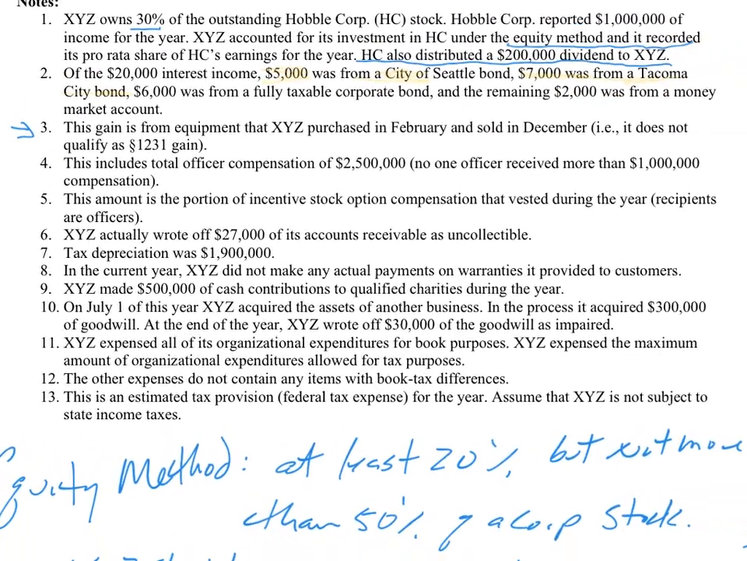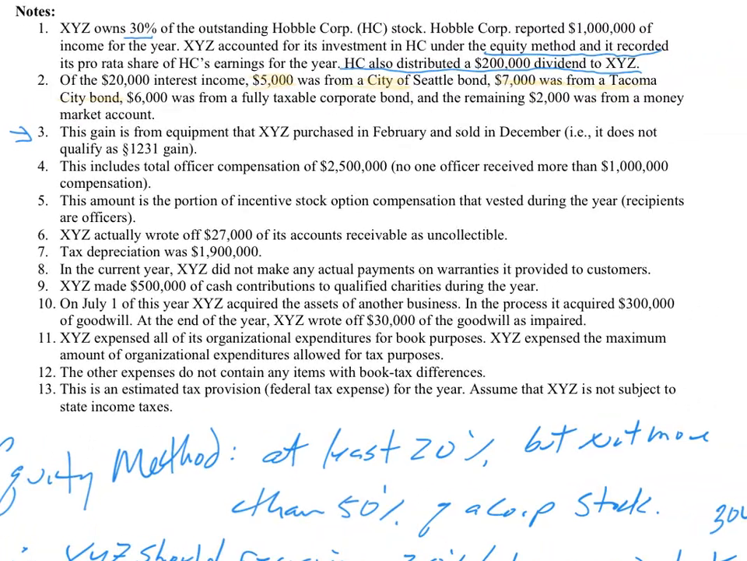So let's go take a look. All right. And so item 4 says that this compensation includes total officer compensation of $2.5 million. No one officer received more than $1 million in compensation. Well, why do we care? Well, we care because there's this thing called reasonable compensation from a tax perspective. And what reasonable compensation says is that you can pay a corporate officer as much as you want, but you cannot deduct for tax purposes more than $1 million per each officer, okay?